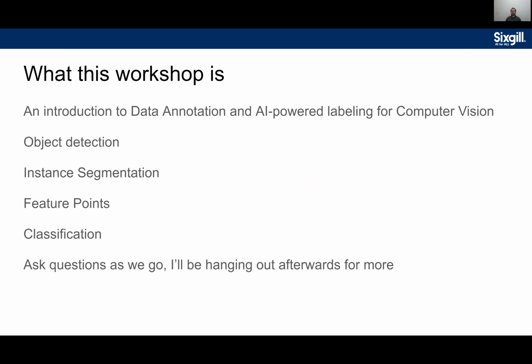What this workshop is, it's just an introduction to data annotation and using some AI-powered labeling tools to make it faster to label data for computer vision. We're going to cover how to do this for object detection, instance segmentation, feature points, and classification. Ask questions as we go, and I'll be hanging out afterwards for more. I'm going to quickly walk through what all these are, so if you haven't done them before, you'll hopefully learn a little bit about computer vision and how to make data sets for those problems.